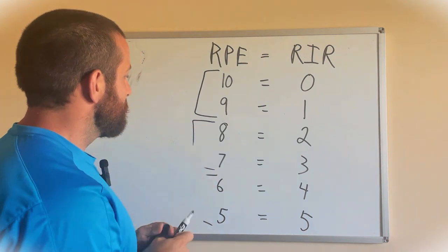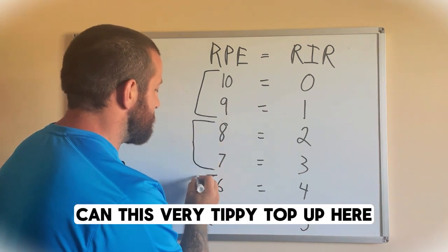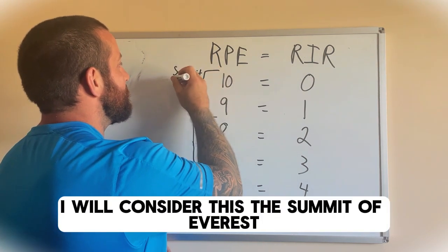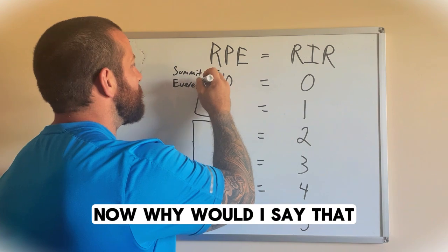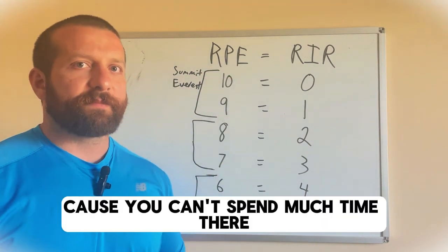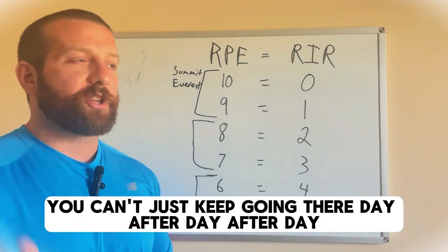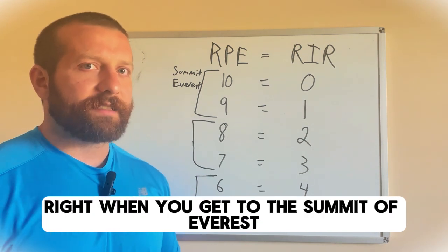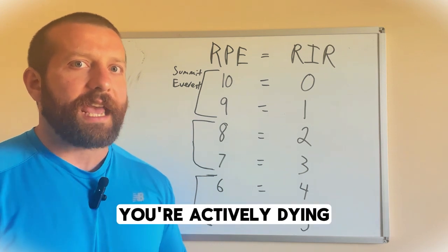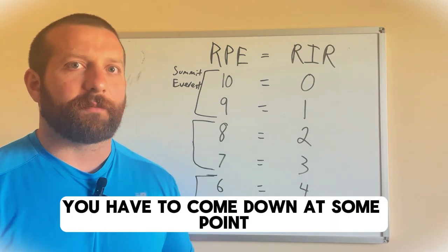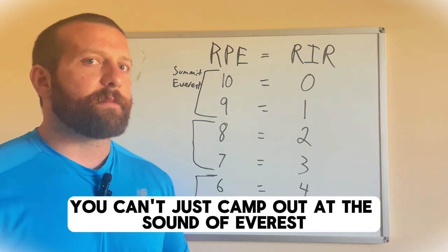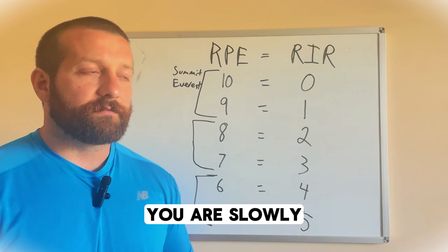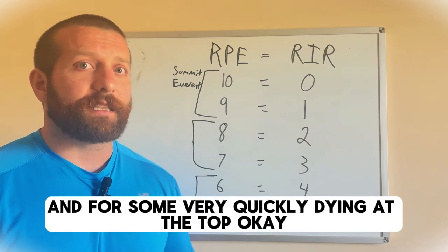Okay, this very tippy top up here, I would consider this the summit of Everest. Now, why would I say that? Because you can't spend much time there. You can't just keep going there day after day after day, right? When you get to the summit of Everest, you're actively dying. You have to come down at some point. You can't just camp out at the summit of Everest. You are slowly, and for some, very quickly dying at the top.